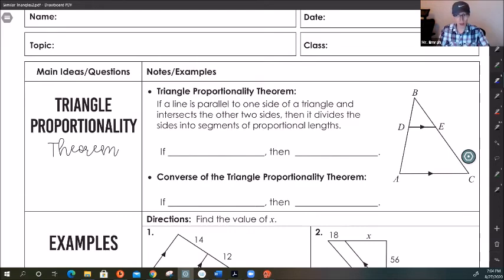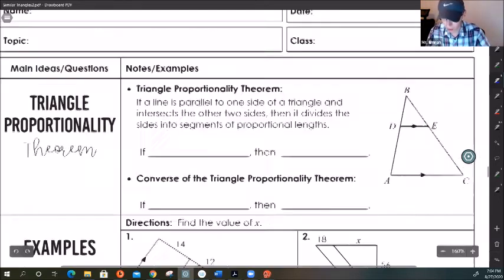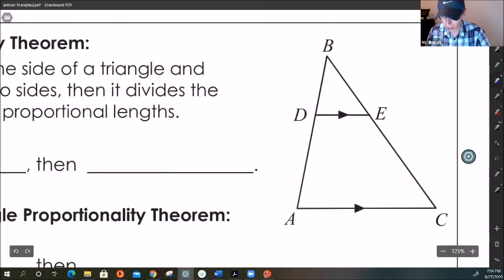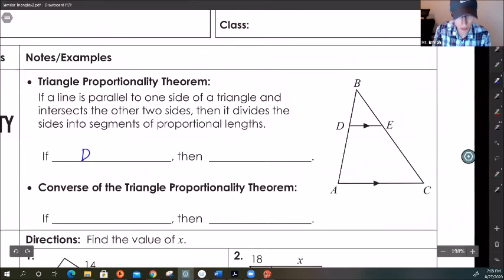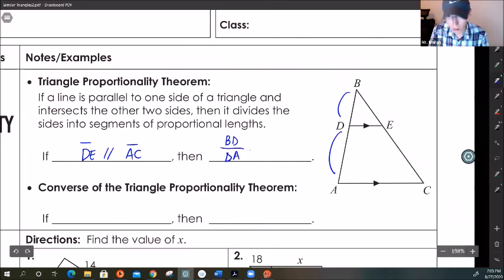But this one has nothing to do with similarity, as a matter of fact. I mean, this is not the scale factor. So if the bases are parallel, if DE is parallel to AC, then the ratio of BD to DA is equal to what? What do you think? Is equal to BE to EC. But is it equal to DE over AC?